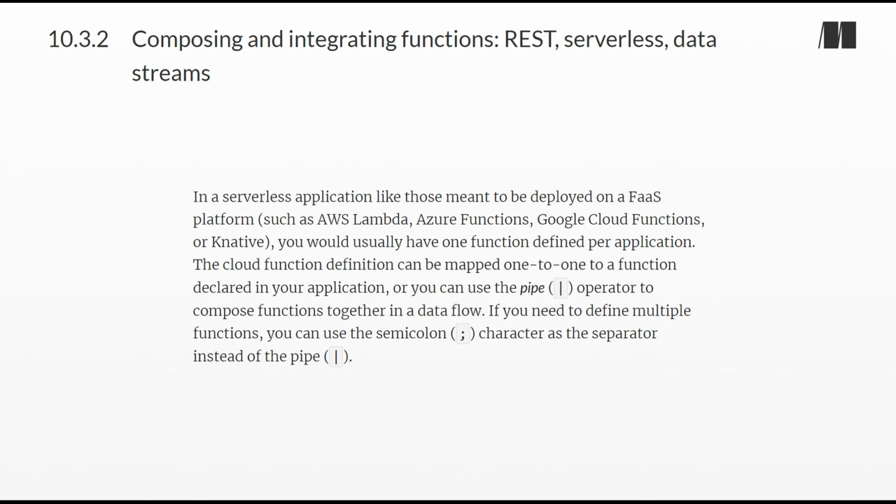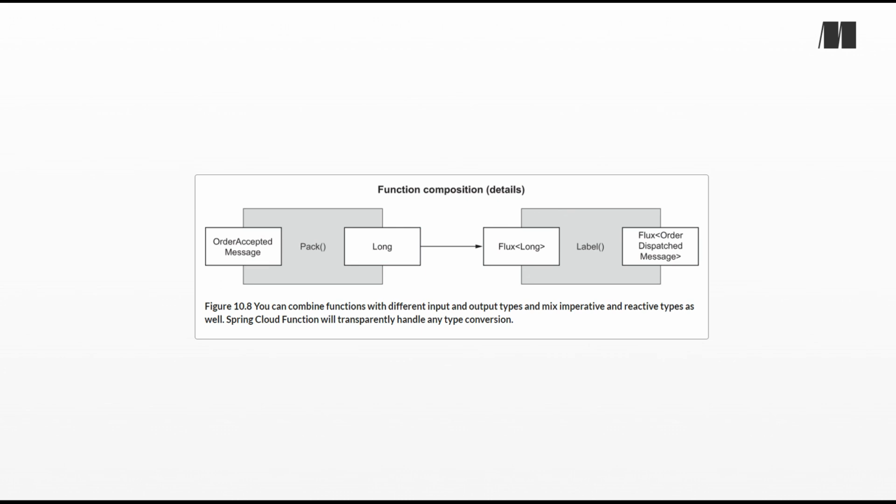The cloud function definition can be mapped one-to-one to a function declared in your application, or you can use the pipe (vertical bar) operator to compose functions together in a data flow. If you need to define multiple functions, you can use the semicolon character as the separator instead of the pipe. To sum up, you only need to implement standard Java functions, and you can then configure Spring Cloud Function to use them as they are or after combining them.